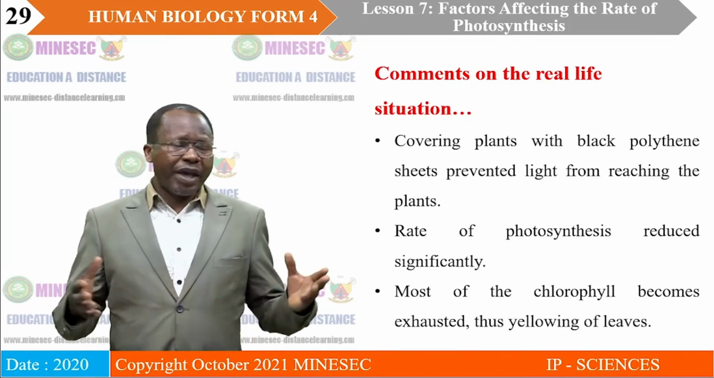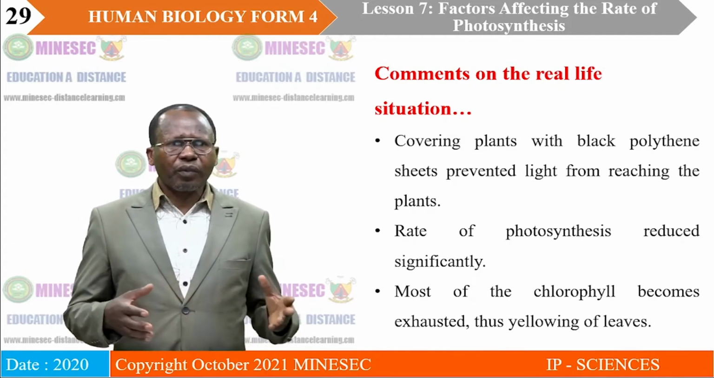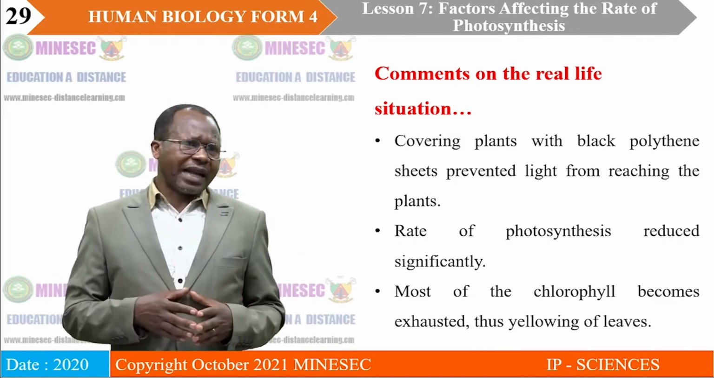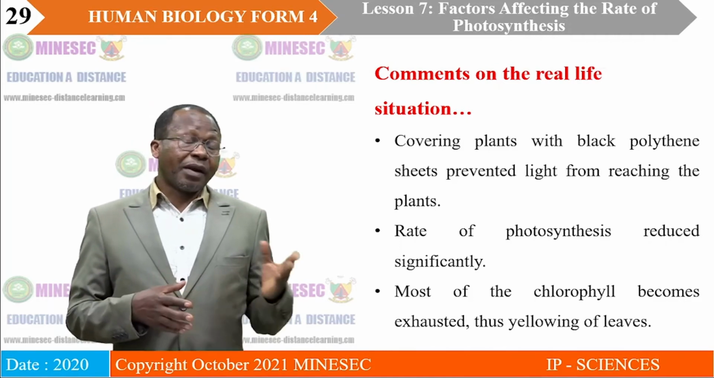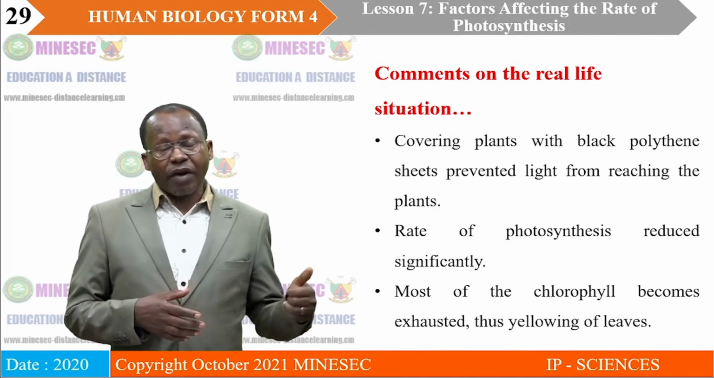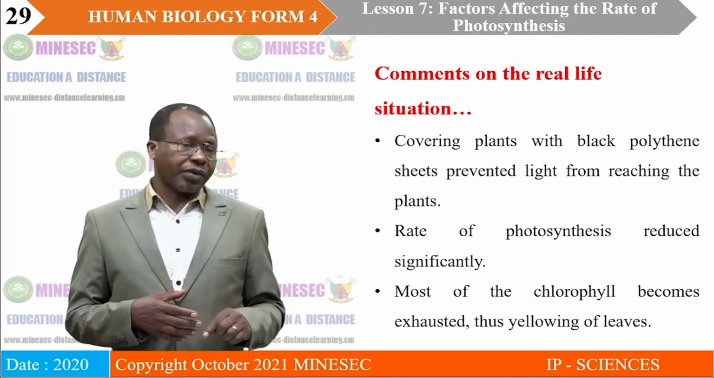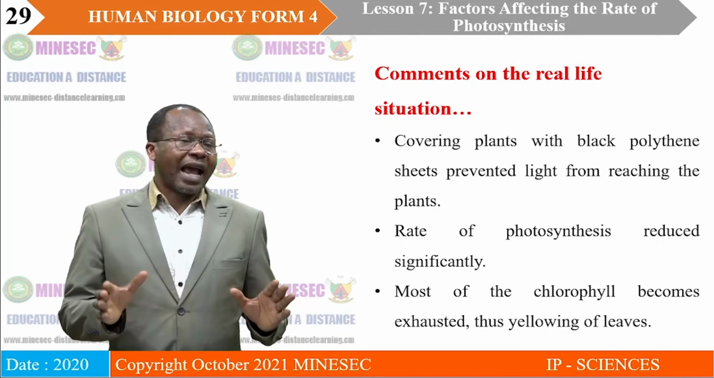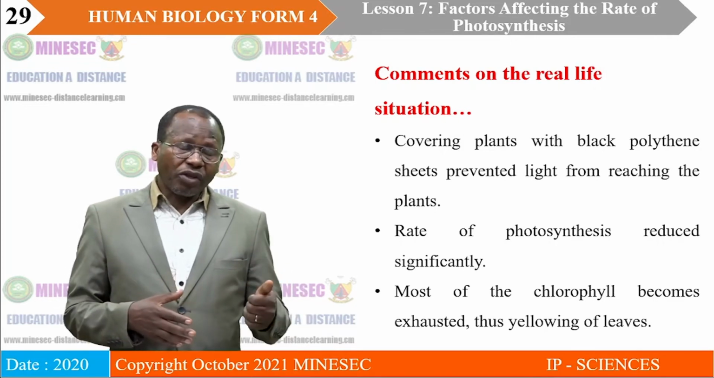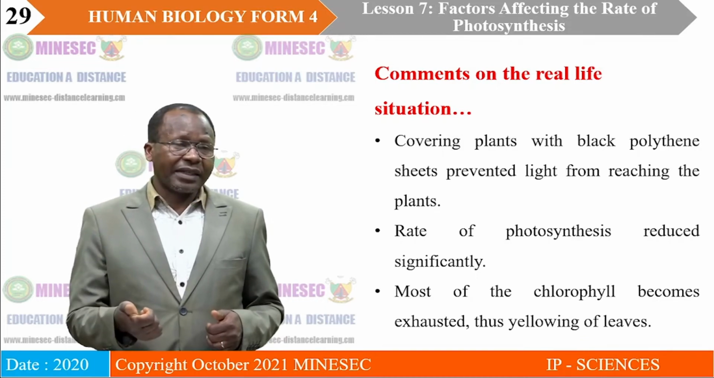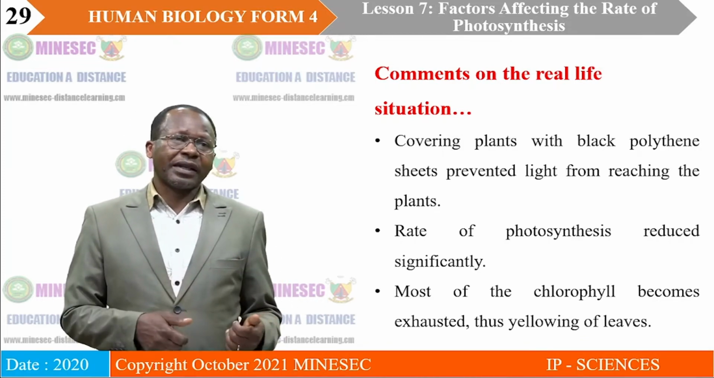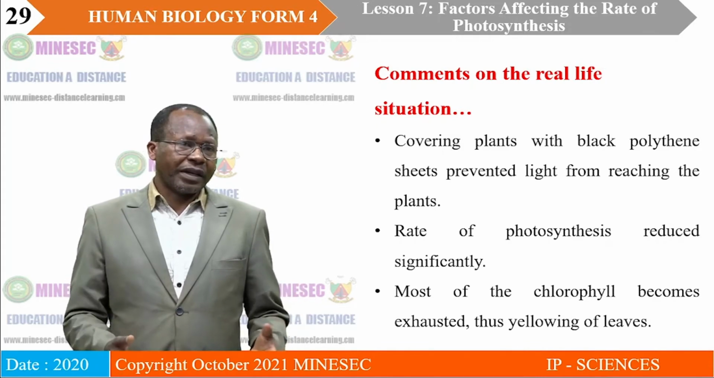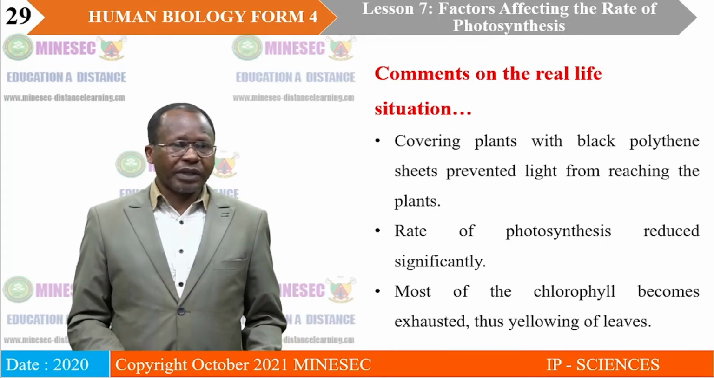What certainly happened based on the knowledge acquired from this lesson? We see that covering plants with black polythene sheets prevented light from reaching the plants. Remember, light is an environmental factor that affects the rate of photosynthesis. Therefore, covering these vegetables with a black cloth already eliminated light from reaching those plants. We have also seen that reducing light intensity reduces the rate of photosynthesis. Therefore, covering these plants implies reducing the productivity of these vegetables by reducing the rate of photosynthesis.